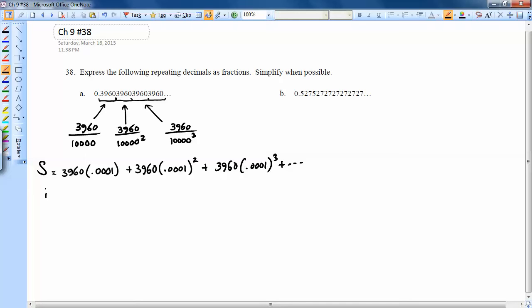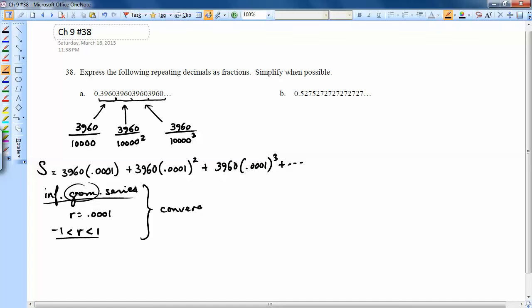Now notice this is an infinite geometric series. R is 0.0001, and R is between 1 and -1. And so these things tell me, well, really the fact that it's infinite and that R is between -1 and 1, infinite geometric, tells me that it's got to converge. Okay, so what does it converge to?